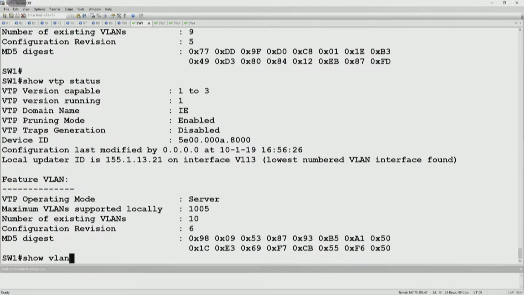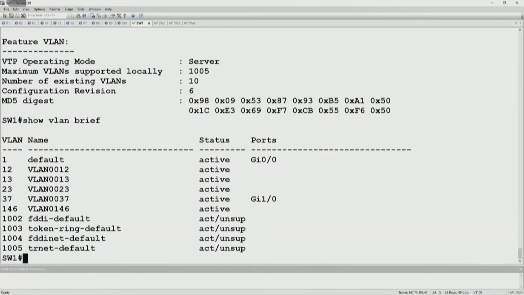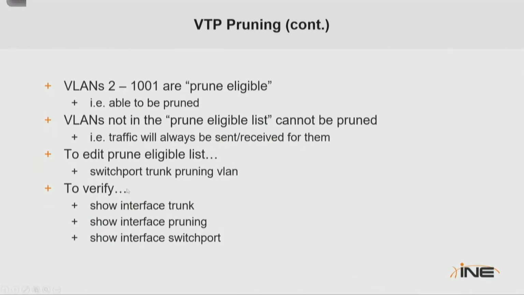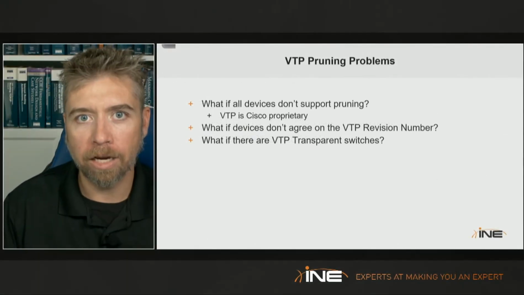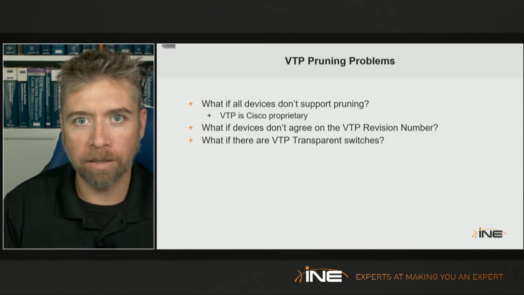And if we show VLAN brief, we should see now the VLAN database is going to be converged between all 4 of the switches. So it definitely is a useful feature, but there are some of these problems that we would want to avoid, mainly with the revision number: if someone has a higher revision number and they're inserted into the network, they overwrite the VLAN database.